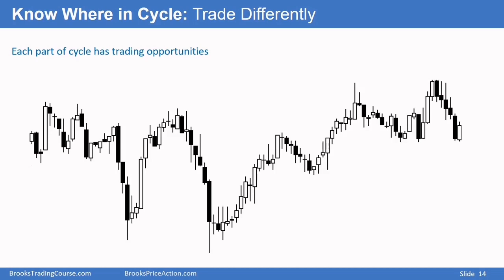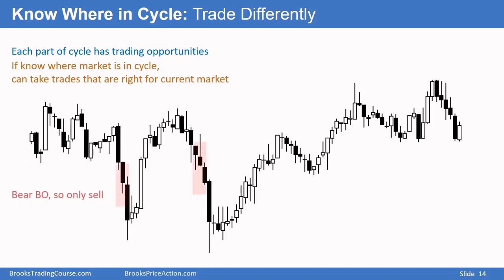Every chart can be made of breakouts, channels, and trading ranges, and I trade each part differently. And it's important for me to look at a chart and be able to figure out what the market is doing right now, and that determines how I trade. So when I see this or this, am I buying? No, it's a strong bear breakout. I'm only going to sell.